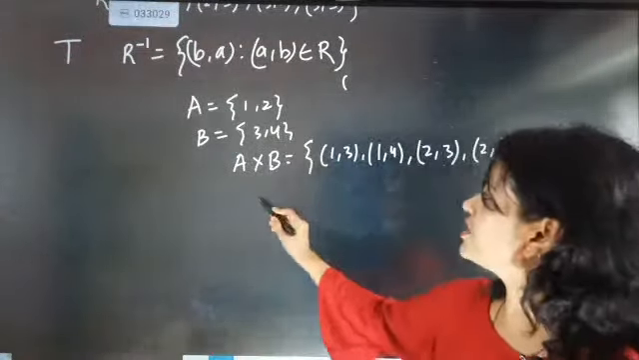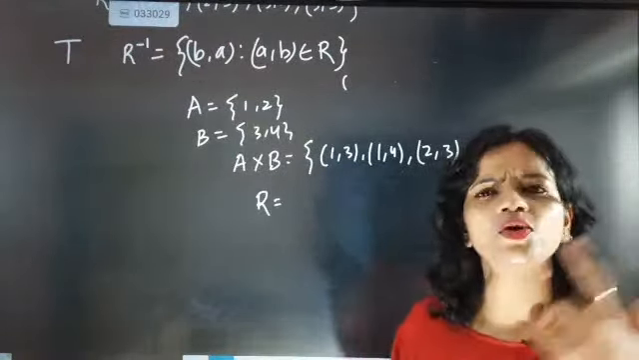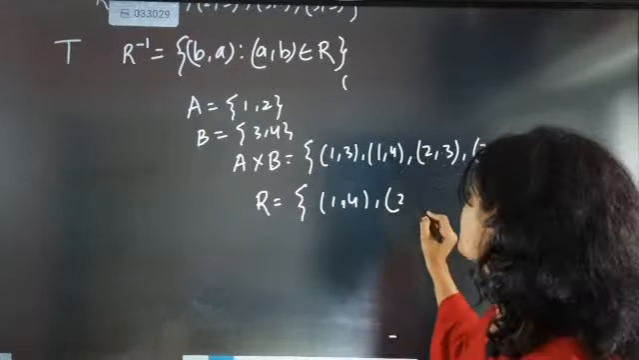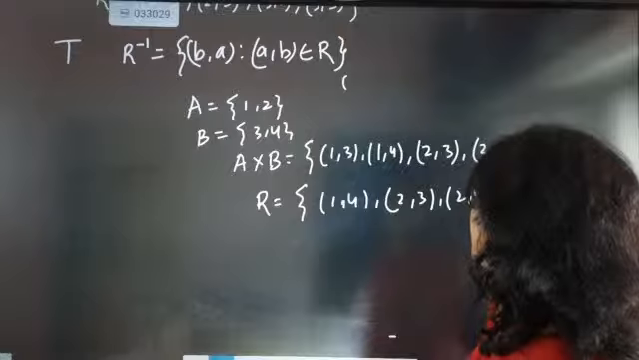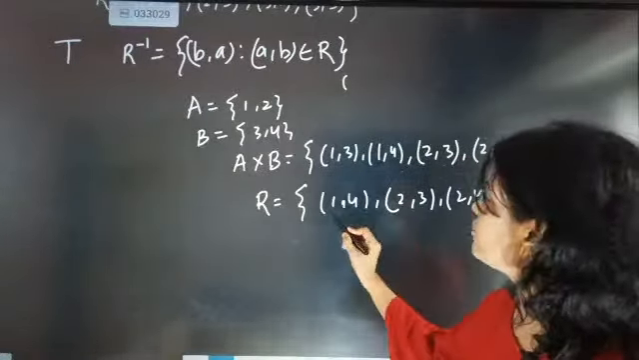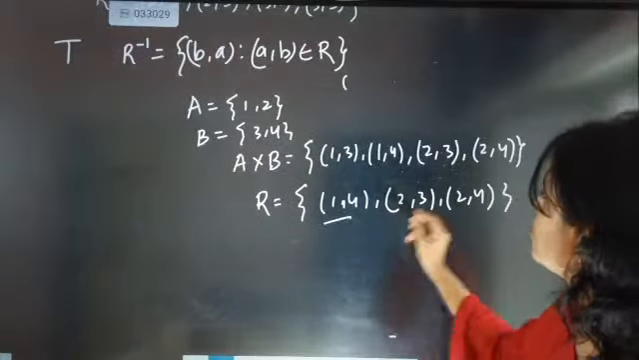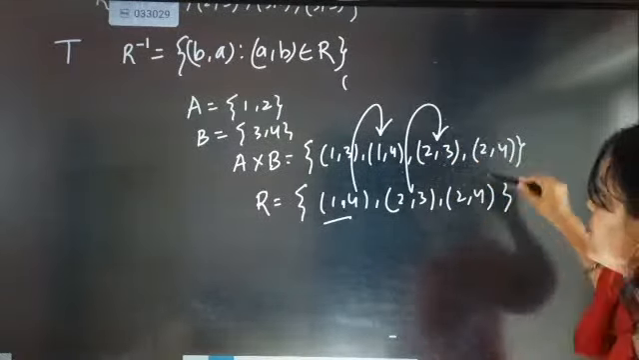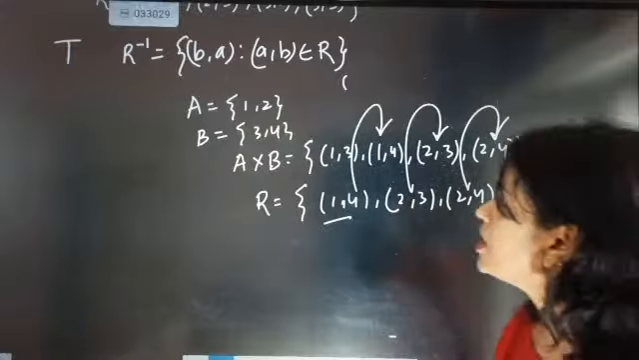Now what is the relation given? They will be saying that okay, 3 relations have been picked. Any condition they might have given, with that we have picked 3 relations. So these are the 3 relations coming. Now these 3 relations are coming from A cross B. See, 1 comma 4 is coming from A cross B, 2 comma 3 is coming from A cross B, 2 comma 4 is coming from A cross B.